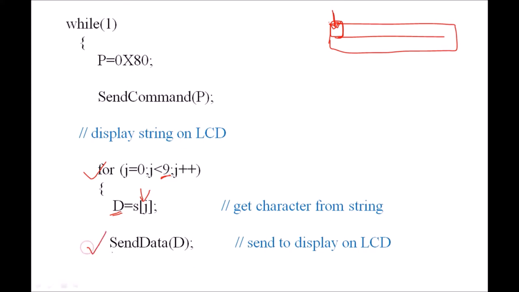So we'll call a function send data. We'll give this variable, the ASCII value, to this data function. So the first character will be displayed here. J is incremented, so next time we'll read the ASCII value of the second character and that is given to this data function. So after execution of this particular for loop, the press key string will be displayed on the first row of this LCD. Now we have displayed the first string on row 1.